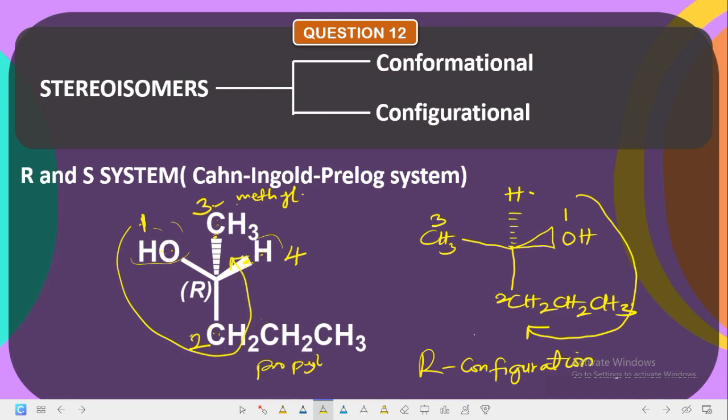If it goes this way, what do you call it? Anti-clockwise. So this one, the way it is like this, you say this is what? S. But the main configuration, according to Cahn-Ingold-Prelog, is what? R. So you must actually arrange these ones where they should be.